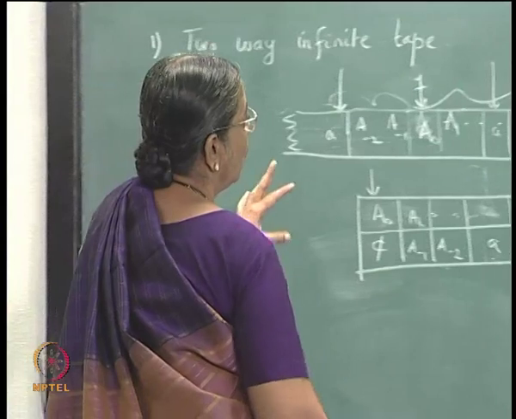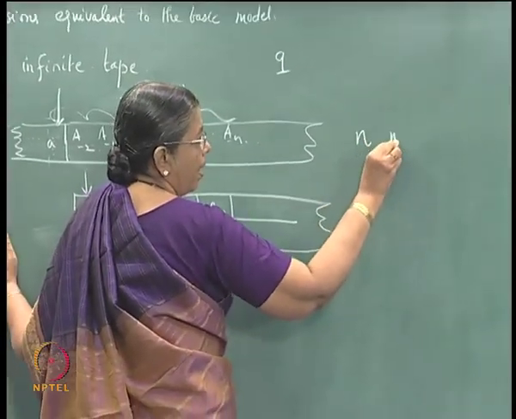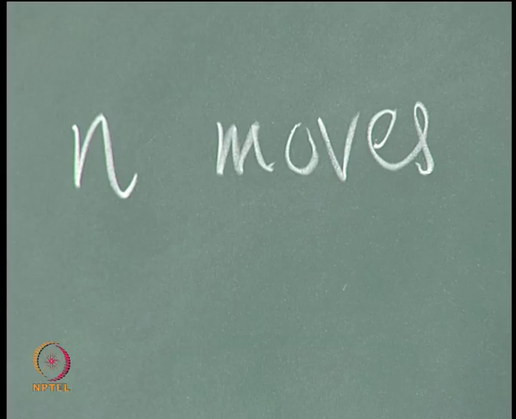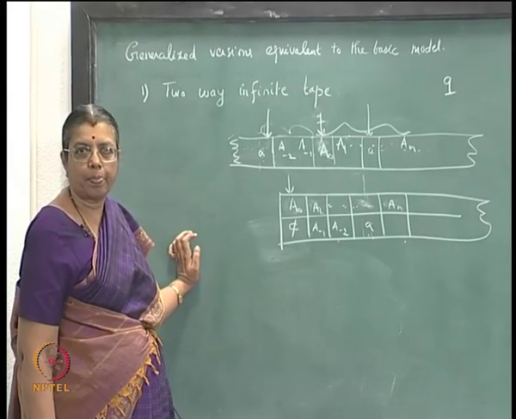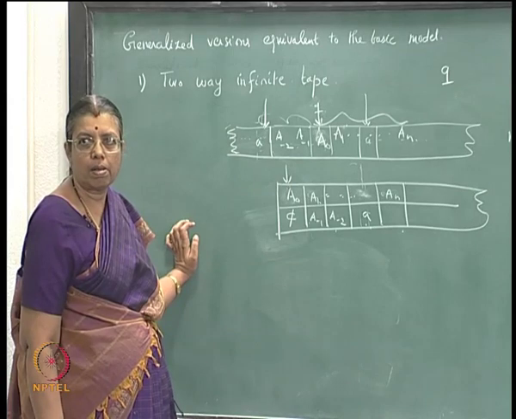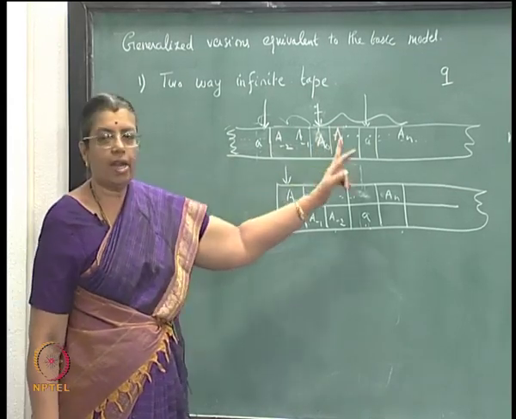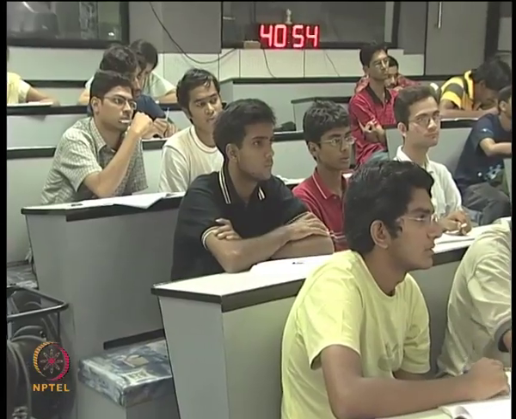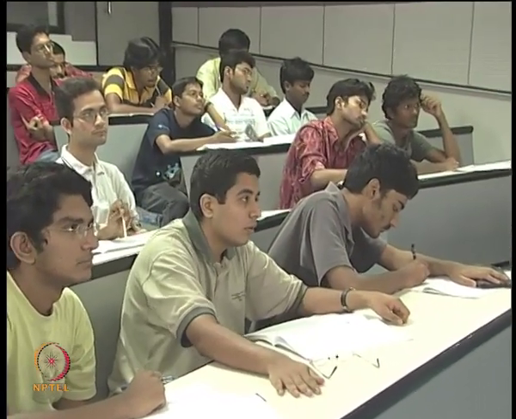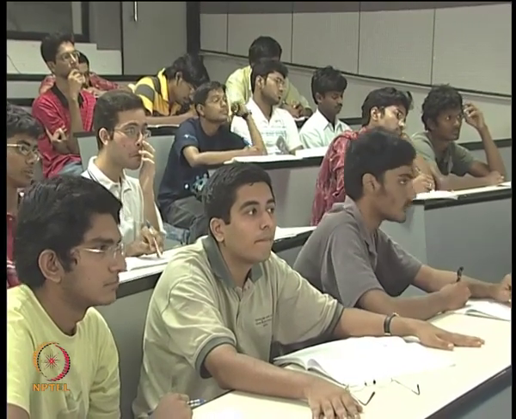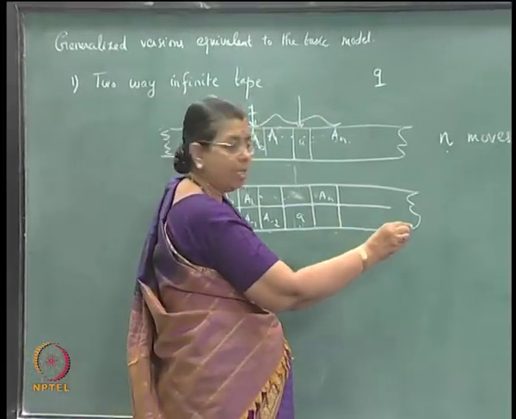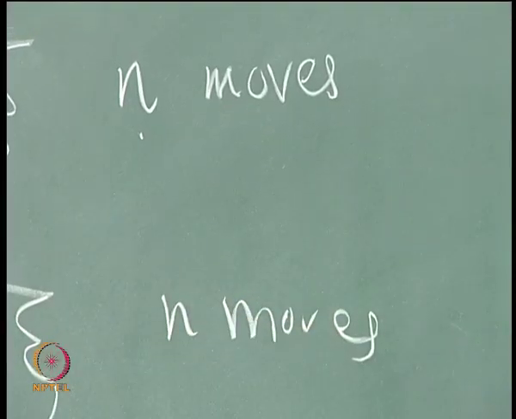Now, if this two-way infinite tape accepts an input in n moves, how many moves will the one-way infinite tape make? For one move here, how many moves does it make? Just one move. One move here is simulated by one move here. It may be move left or slight change may be there, but one move here is simulated by one move here. So, if this makes n moves before acceptance, this will also make n moves. The number of moves is the same.